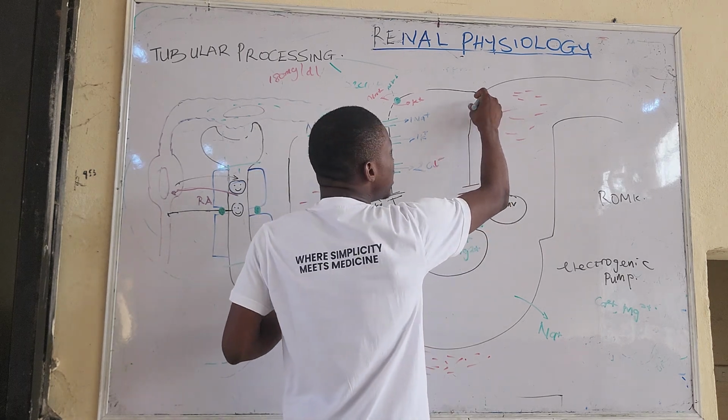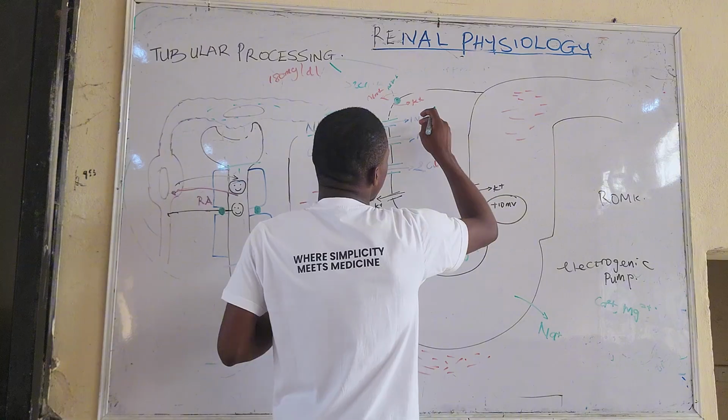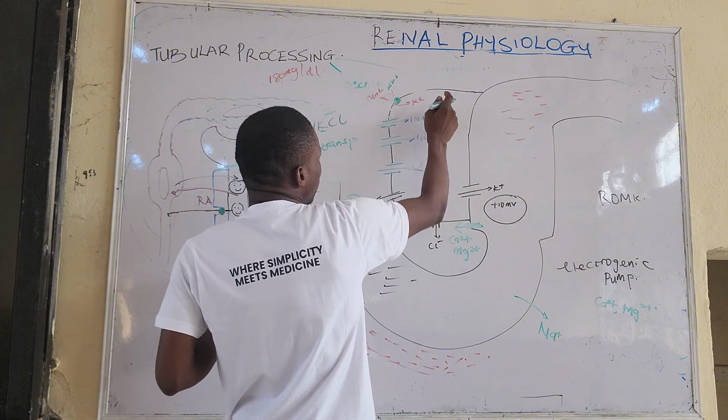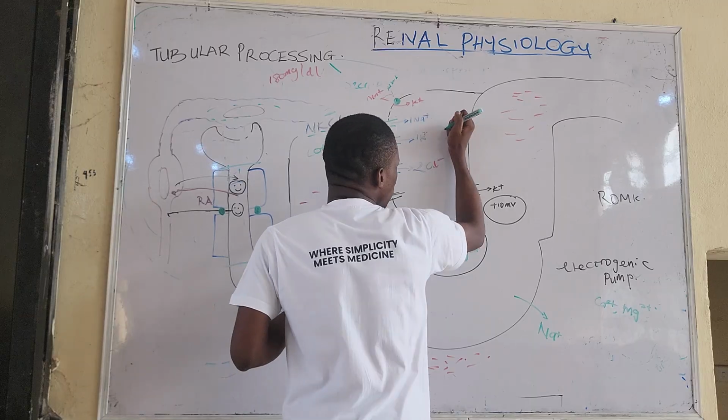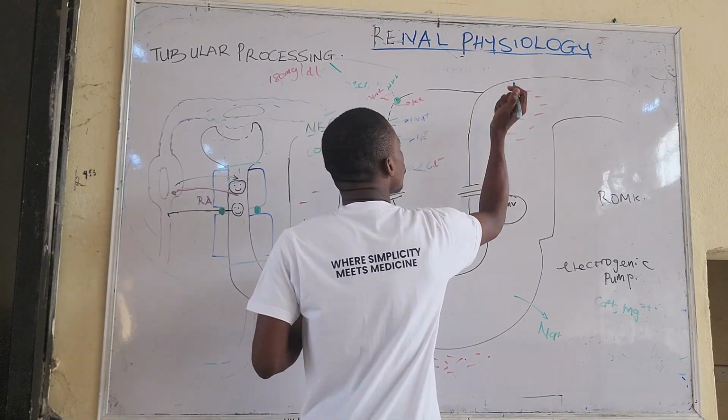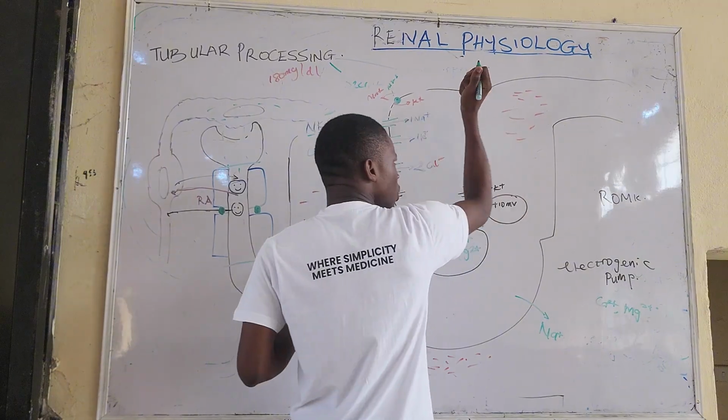Sodium basically leaves through that same process we are talking about. Look at this pump. It has pumped sodium outside and pumped potassium inside. Inside this place is deficient of sodium, because there's sodium deficiency in this place. Sodium will move from this lumen to enter this place.